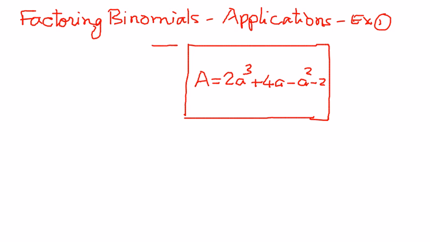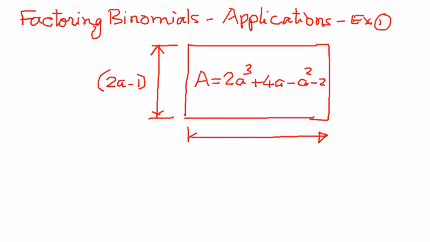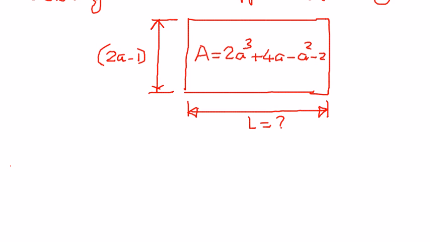And if one of the sides of the rectangle is given to us as 2a minus 1, we want to find the other side of the rectangle. If this is the other side of the rectangle, let's call this L for long side. So if this is the information given to us, we want to find what is this length. So the way to do this is as follows.